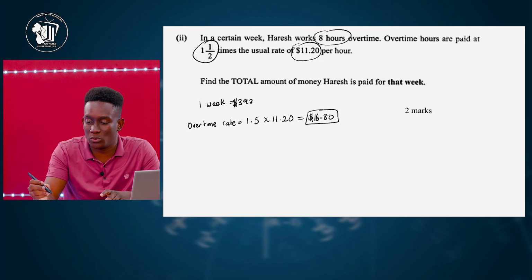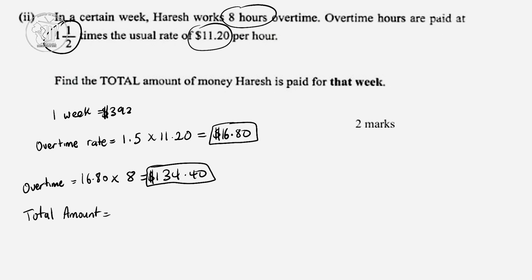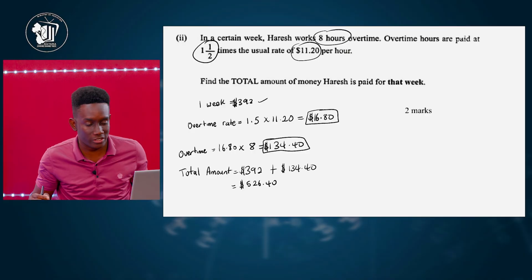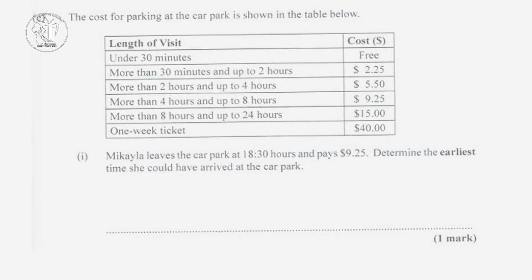So we saw that he worked 8 hours. So this will be 16.80 multiplied by 8, which gives us $134.40. This is the amount of money he earns from overtime. So his total amount would be the $392 he is paid for the week, plus his overtime money, $134.40. Hence this will give us $526.40, and that is the amount of money he is paid for this week, including the overtime. So let's move on to the next question.